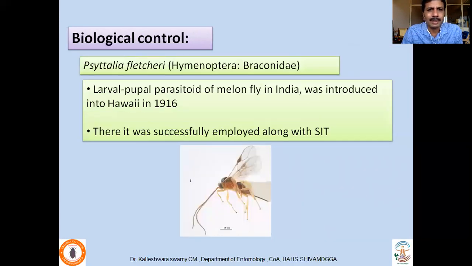In fact, the common parasitoid which is naturally noticed is Fopius arisanus, which belongs to family Braconidae. This is a larval-pupal parasitoid which was introduced into Hawaii for the management of fruit flies. There it was successfully employed, along with the sterile insect technique. But in India, only natural parasitism has been reported and not commercial exploitation.